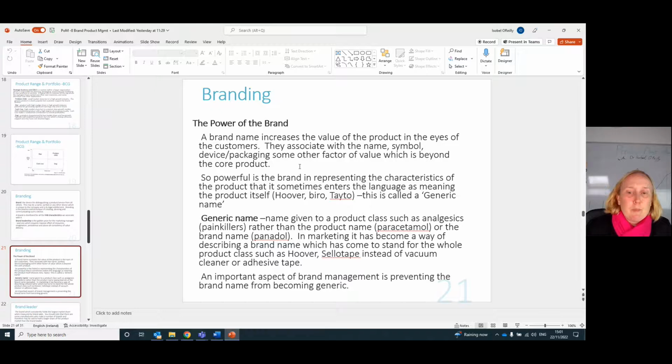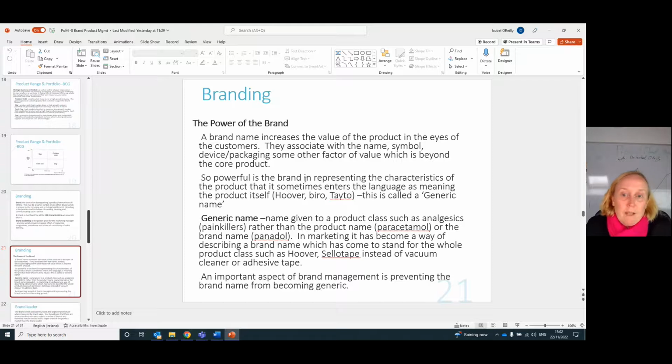An important aspect of brand management is preventing the brand name from becoming generic. And you might ask, why? Why is it not a good thing? Surely we're getting brand recognition every time somebody says Sellotape. What we're losing is sales. What we're losing is, every time we advertise, we're actually advertising all our competitors' products as well.